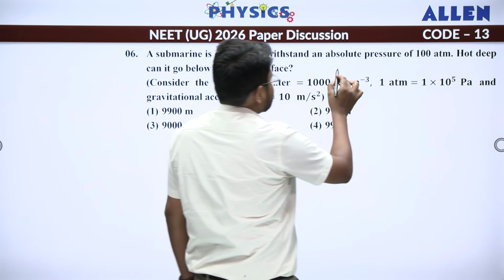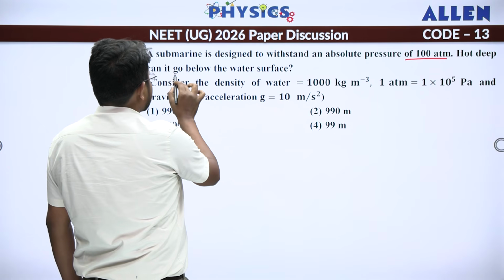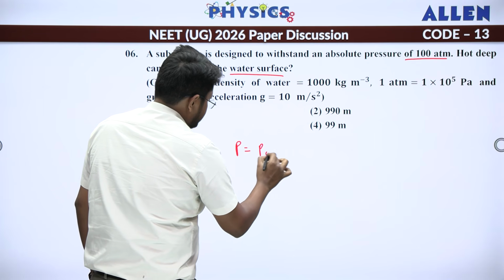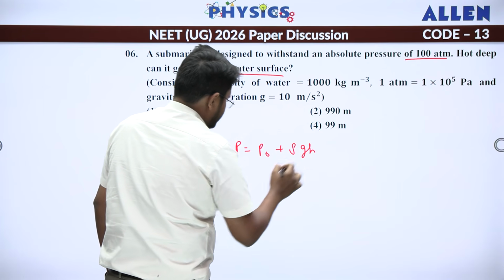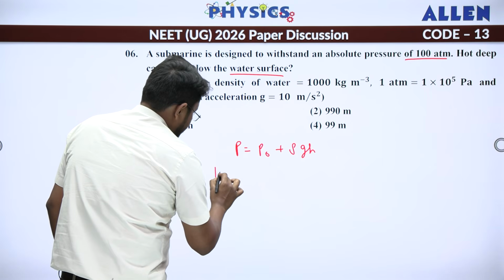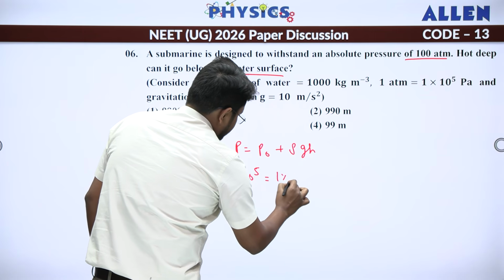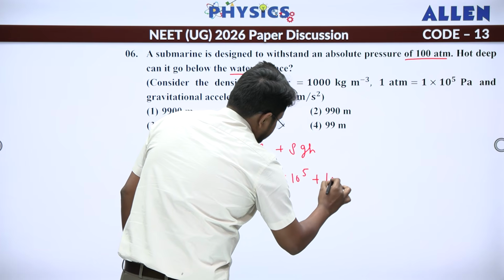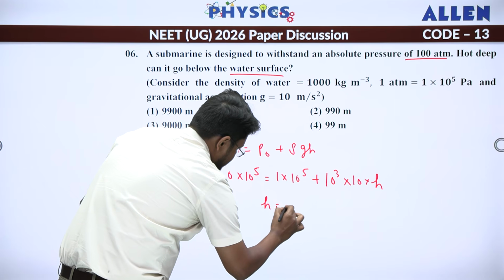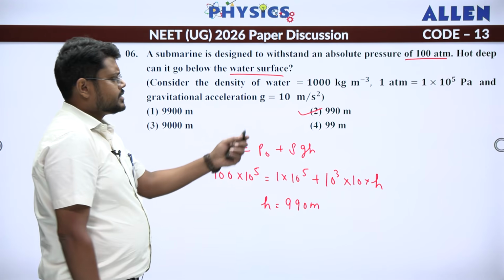A submarine is designed to withstand an absolute pressure of 100 atm. Now, how deep can it go below the water surface? A straightforward formula: P equals P naught plus rho g h. P is how much here? 100, so this is 100 into 10 to the power 5, because we will write in terms of Pascal, 1 into 10 to the power 5, plus 10 to the power 3 into 10 into H. So from here H will come out to be 990 meter. So for this the correct answer is the second option.